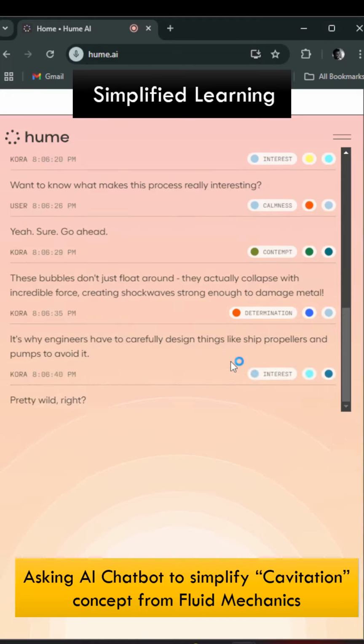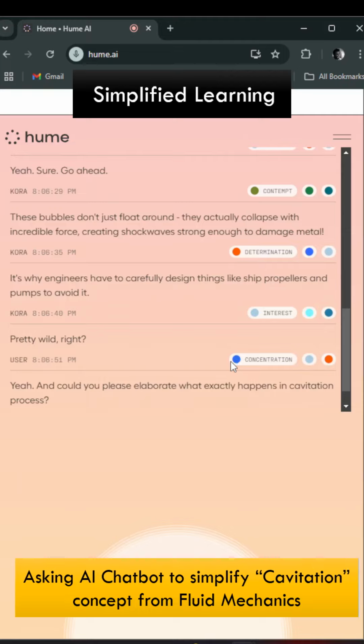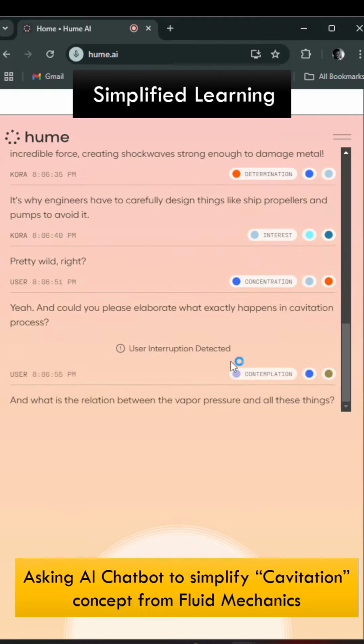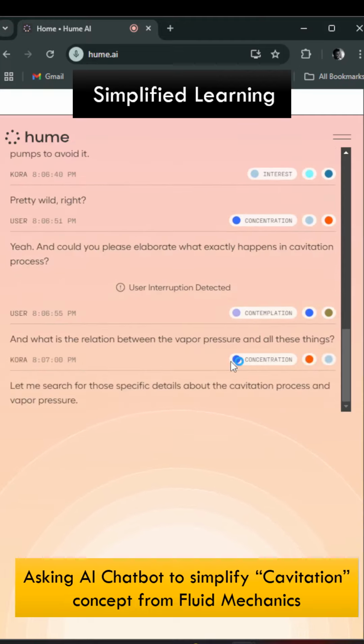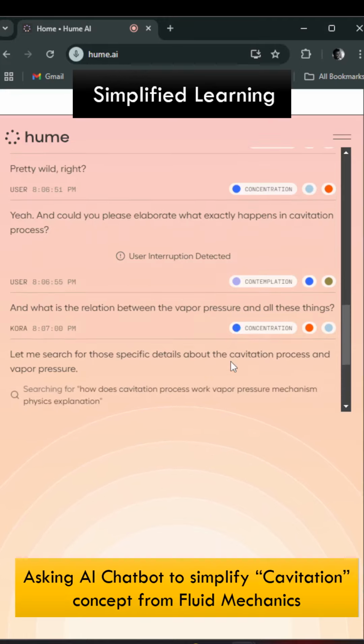Pretty wild, right? Yeah. And could you please elaborate what exactly happens in the cavitation process and what is the relation between the vapor pressure and all these things? Let me search for those specific details about the cavitation process and vapor pressure.